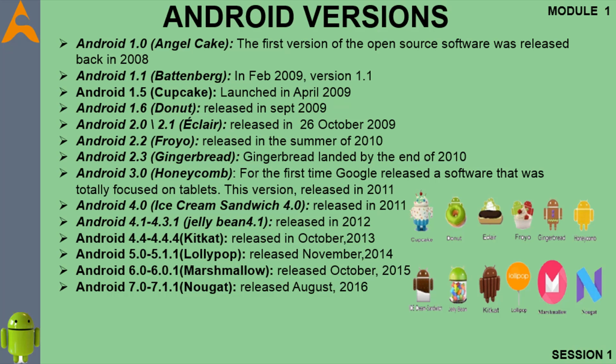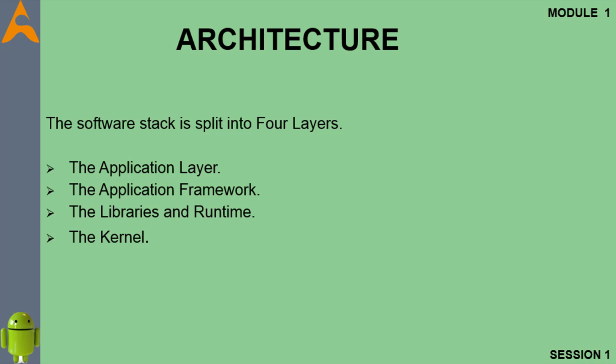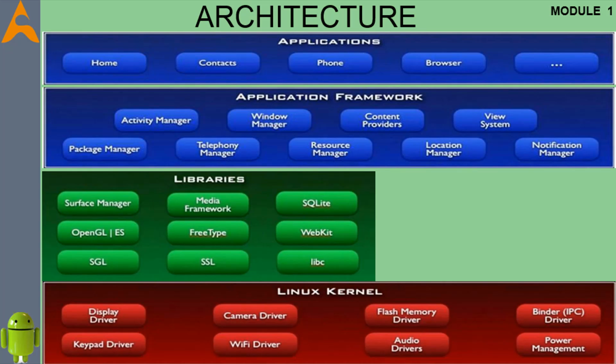Now let's see the architecture of Android. The software stack is split into 4 layers: the application layer, the application framework, the libraries and runtime, and the kernel. Now let's see it in detail. Start with the Linux kernel. The architecture is based on the Linux 2.6 kernel. This layer is the core of the Android architecture.